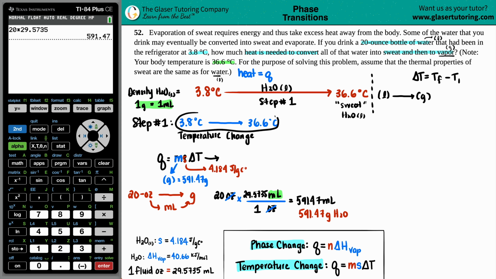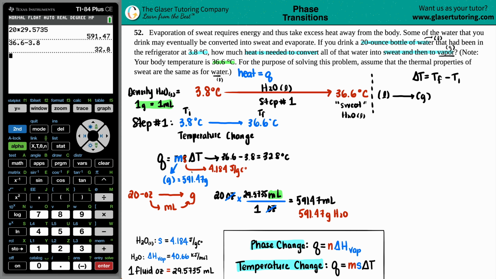So for your two temperatures, the initial is always your TI, so the 3.8 is your TI, and the TF, your final temperature, is the 36.6 in this case. So TF minus TI, 36.6 minus 3.8. That looks good to me. I got 32.8 degrees Celsius as my delta T. So now I'm ready to go.